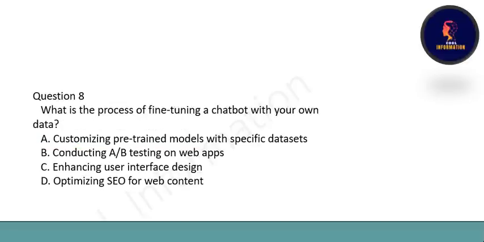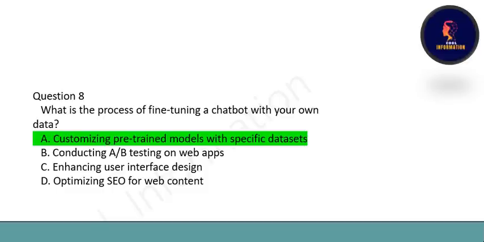What is the process of fine-tuning a chatbot with your own data? Options are customizing pre-trained models with specified data sets, conducting A/B testing on web apps, enhancing user interface design, or optimizing SEO for web content. The process of fine-tuning a chatbot is by customizing pre-trained models with a specified dataset. Option A is correct.